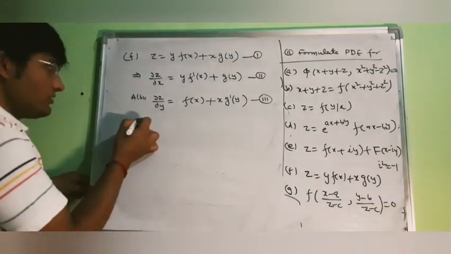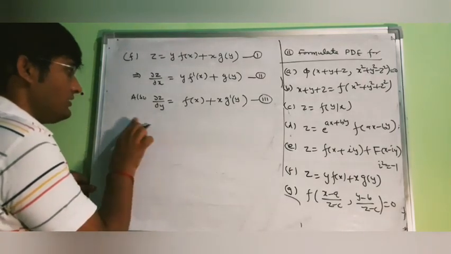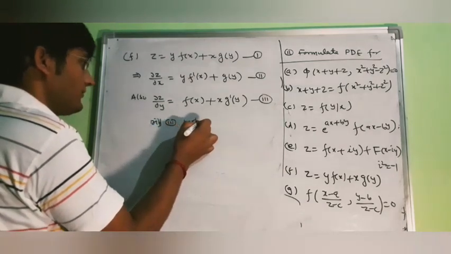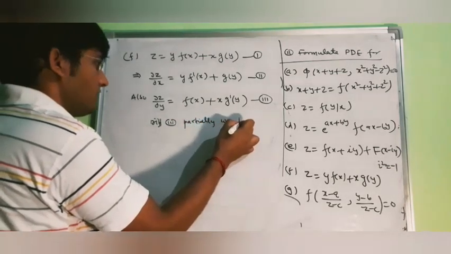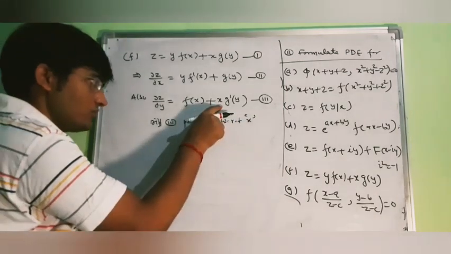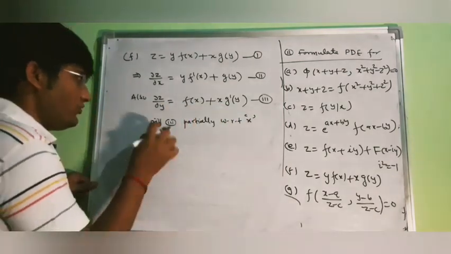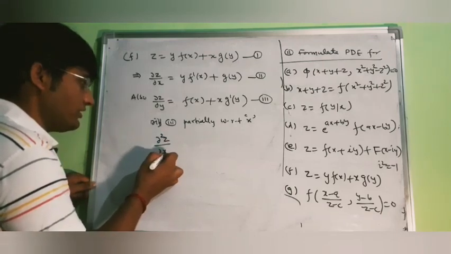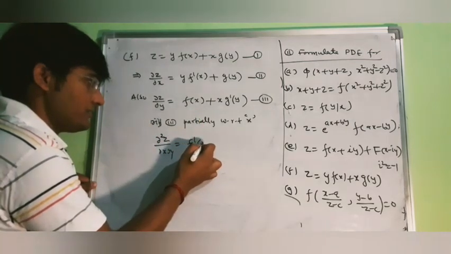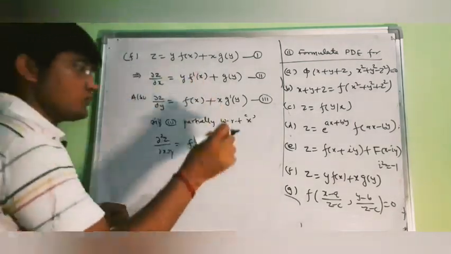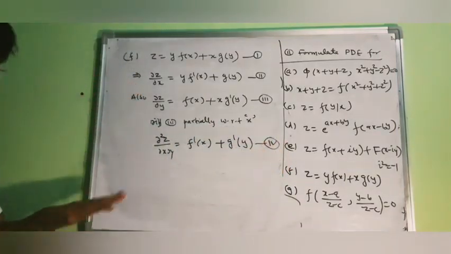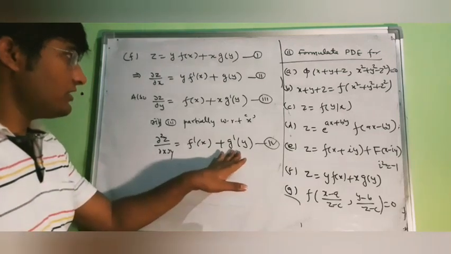Now let us differentiate equation number 3 partially with respect to x. We are doing partial differentiation with respect to x to eliminate this function x. So on differentiating this equation with respect to x, we will get del 2 z upon del x del y. Here the partial differentiation of fx will be your f dash x, and the partial differentiation of x is 1, so you will get this term. Thus del 2 z upon del x del y will be f dash x plus g dash y.